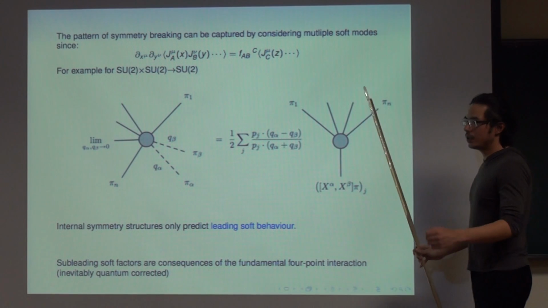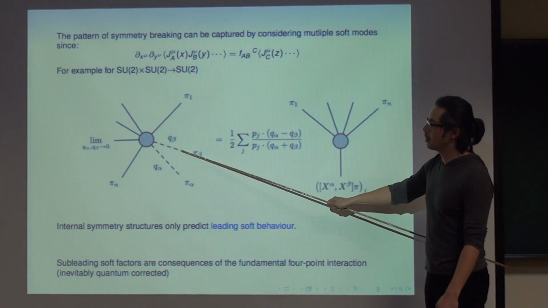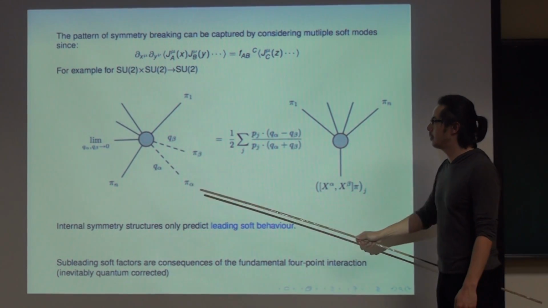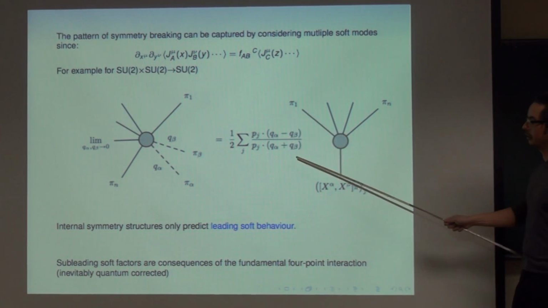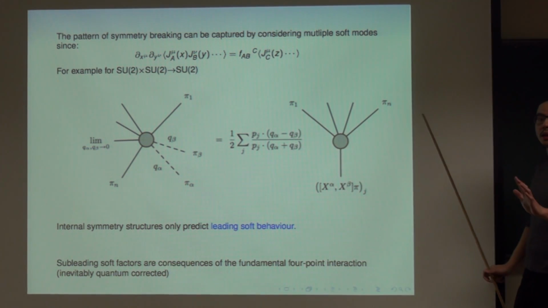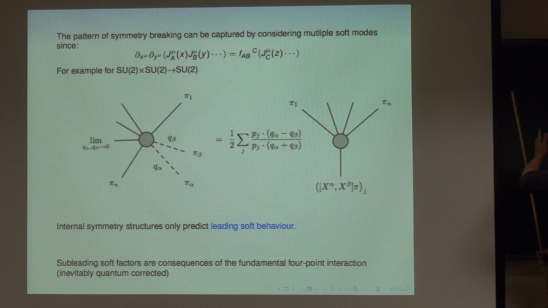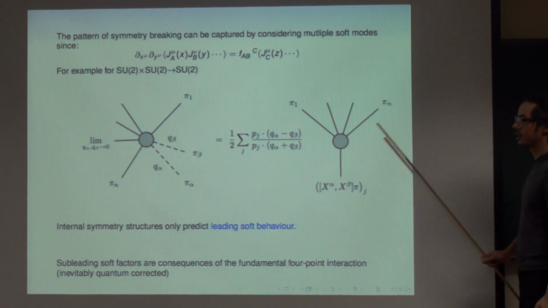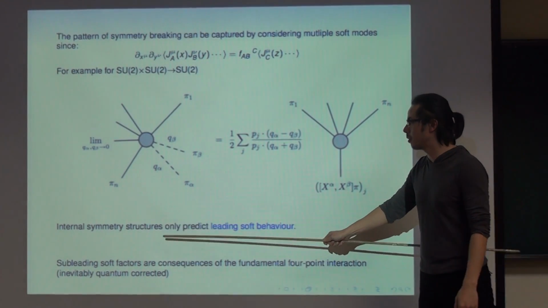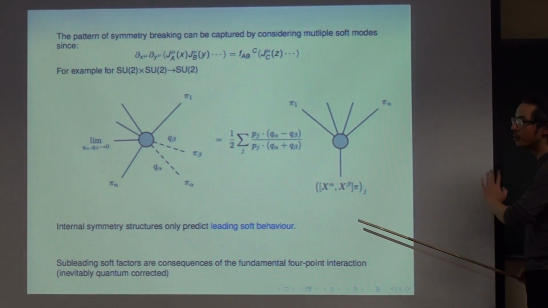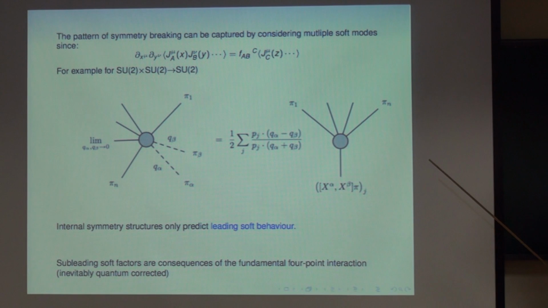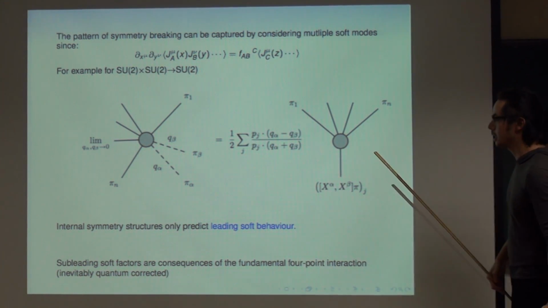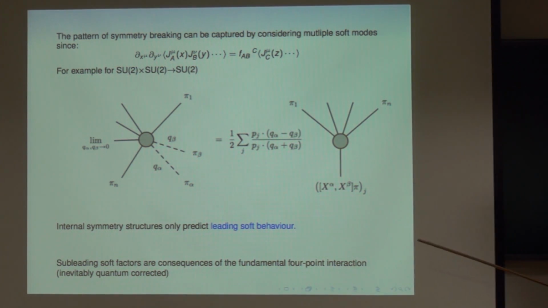Okay, so at leading order, if you take two Goldstone bosons to be zero momentum, you get the final answer with the multiplicative factor. But that's it. You don't get any new information. You don't get any subleading pieces from the leading piece. So internal symmetry structures only predict leading soft behavior. There's no universal soft behavior beyond the leading piece. However, what we want to say here is that this is no longer true for space-time symmetry. And you can use this to pinpoint whether your theory is actually breaking some hidden space-time symmetry.